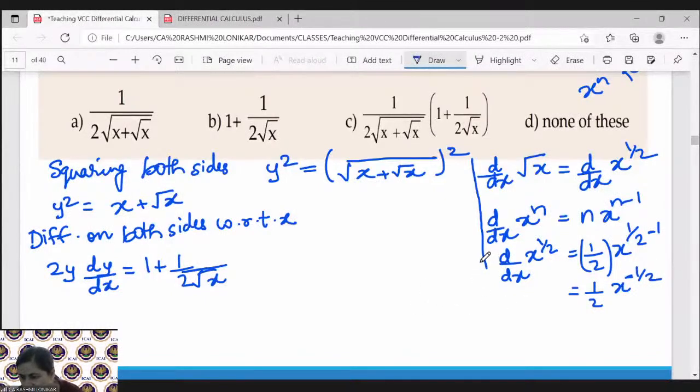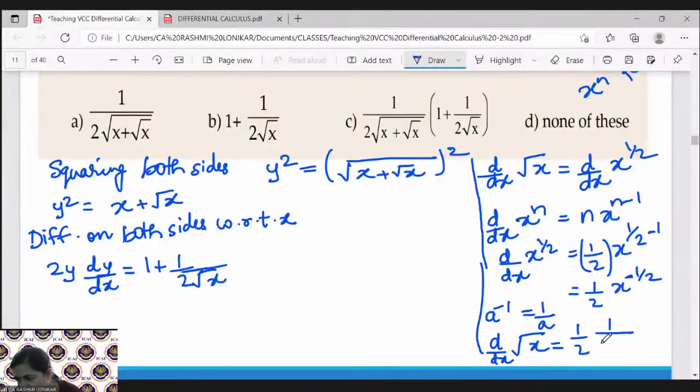I use the indices a raised to minus 1 is equal to 1 upon a. So, I have d by dx of square root of x is equal to 1 upon 2 and 1 upon x raised to half. Okay. So, which is equal to 1 upon 2 root x. Okay. So, that is how I got this 1 upon 2 root x. This is the derivative of root x.